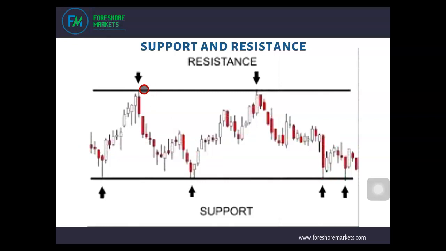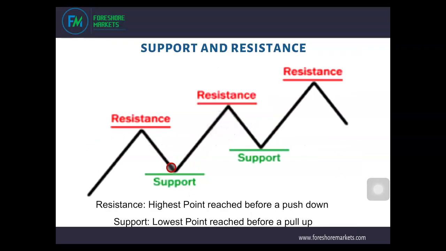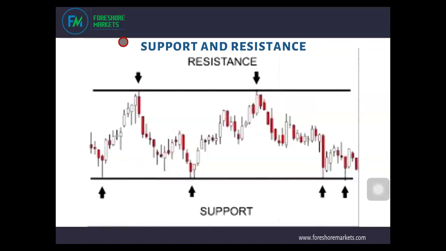And so you can see where you have a resistance. Resistance simply means the price went up and then it came down. Of course, your definition of resistance is what? Highest point reached before a push down. So you can see this is the highest point reached, and then it pushed down to form a resistance. Lowest point reached, and then it pushed up to form a support.